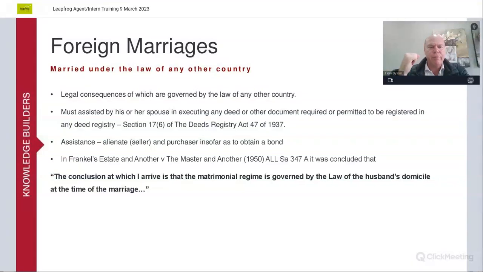So the rule is that when you sell a property, dispose of a property, or you register a mortgage bond over a property, and you are married according to a foreign marriage, whatever the foreign marriage is, you need to be assisted by your spouse. Not when you purchase. So when you purchase a property as a foreigner, so he walks into my office, Piet Pompies says he wants to buy a property. I said, "Piet, how are you married?" "I'm married according to the laws of Antarctica," whatever. It's a continent. Anyway, the laws of Mauritius.